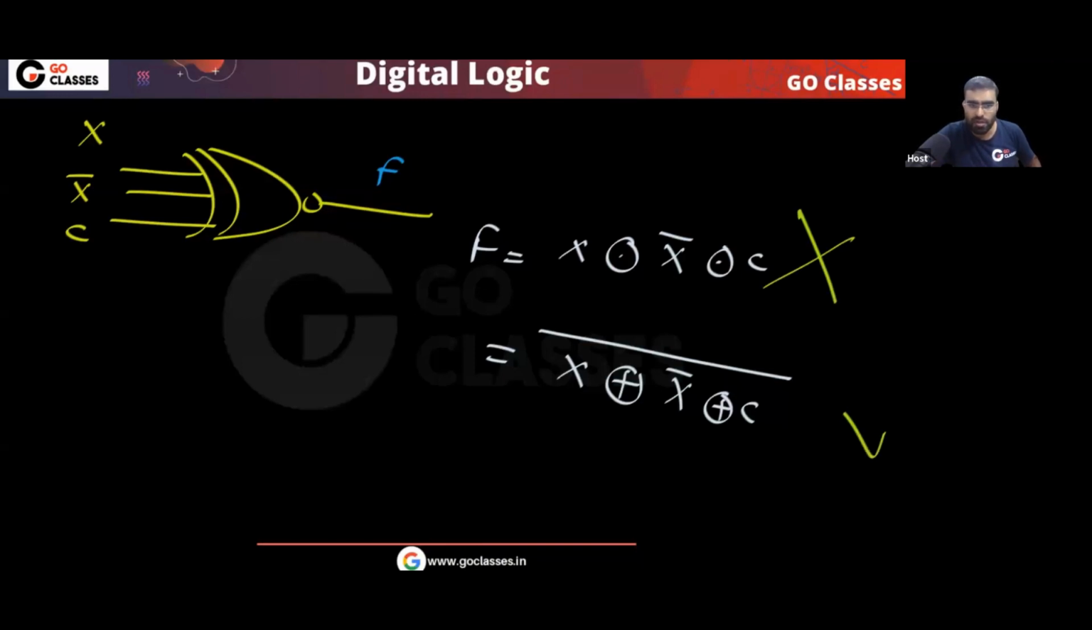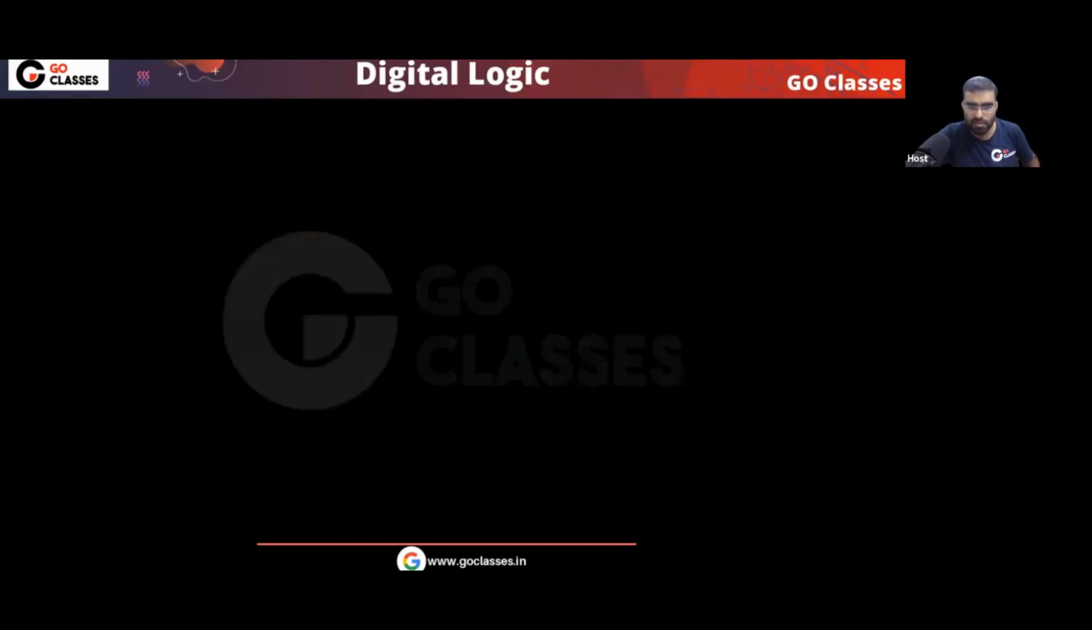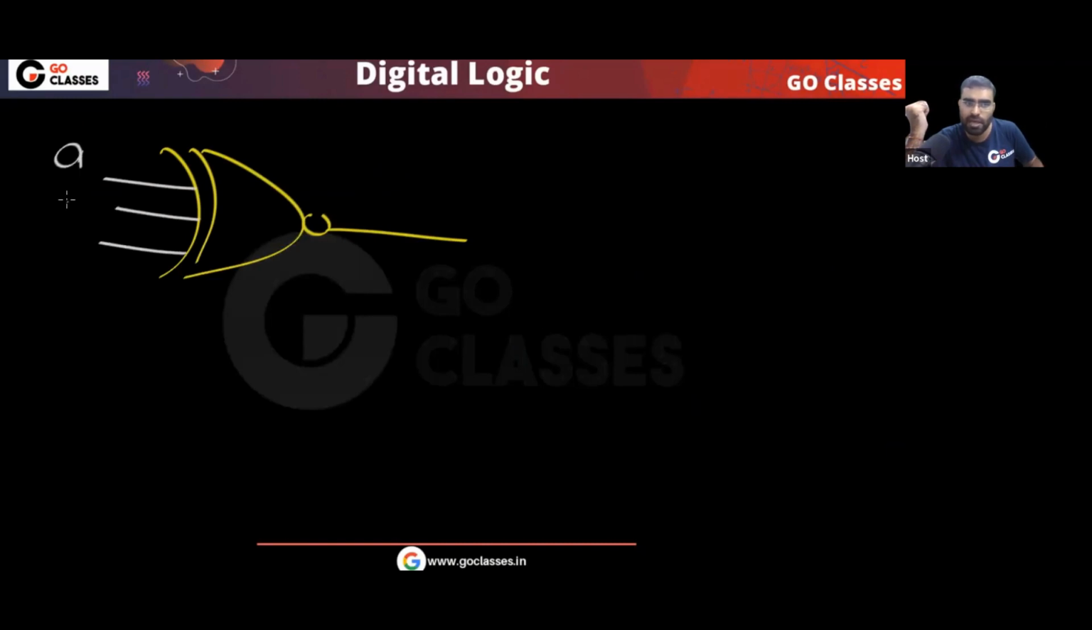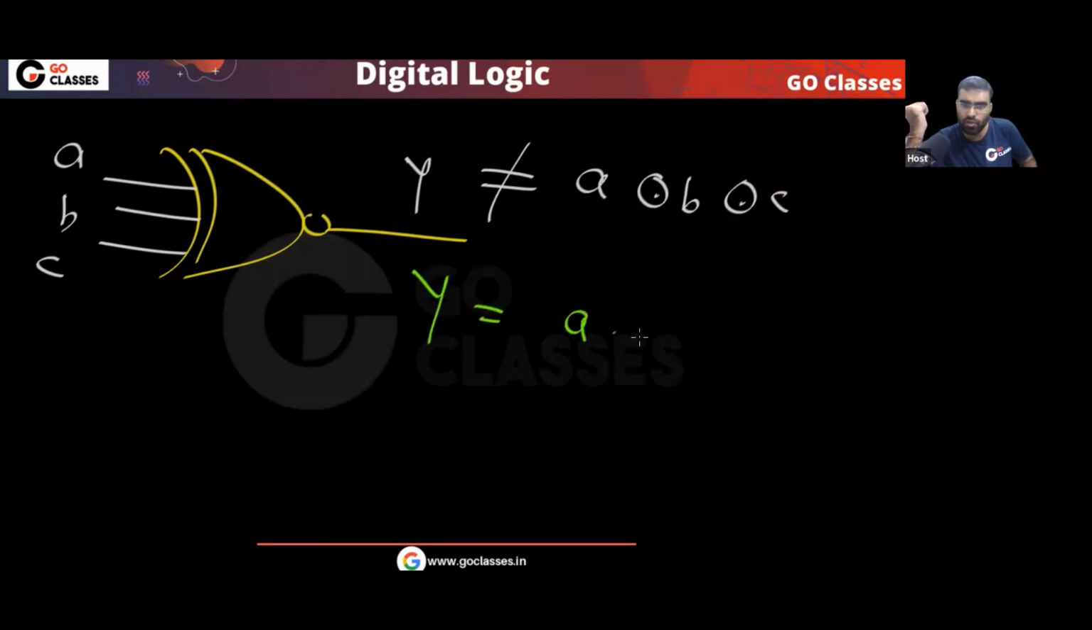See, very simple point. This is an important point. If you have an XNOR gate, this XNOR gate is always defined as the complement of the XOR gate. So if you have this XNOR gate with inputs A, B, C, remember this Y is not equal to A XNOR B XNOR C. This Y is actually equal to, first you do XOR and then you do complement. Very simple point. This we have already seen.